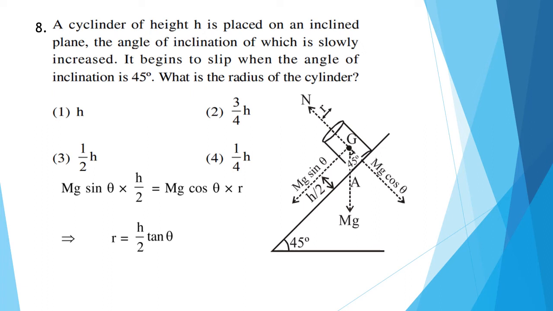Now as the angle of inclination is given as 45 degrees, we can substitute the value of theta. And as tan 45 is equal to 1, therefore r will be equal to h by 2. So the correct answer is option number 3.